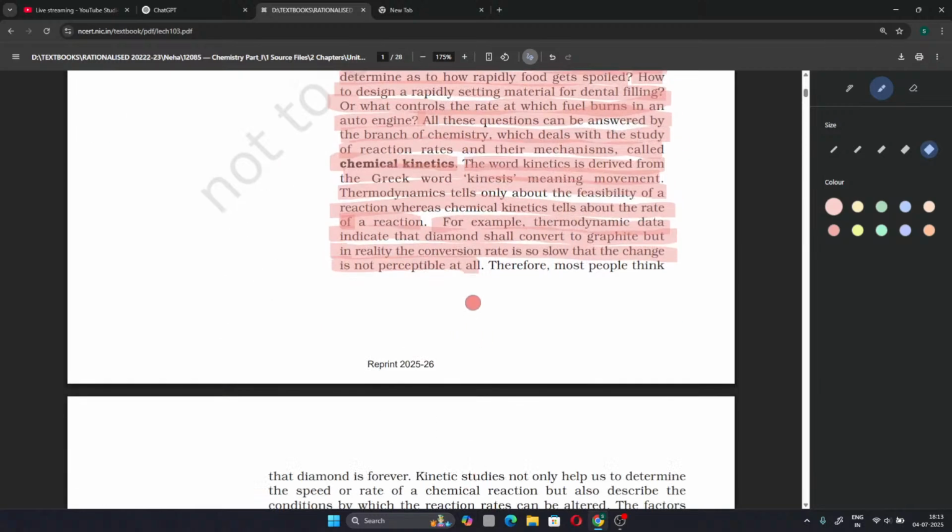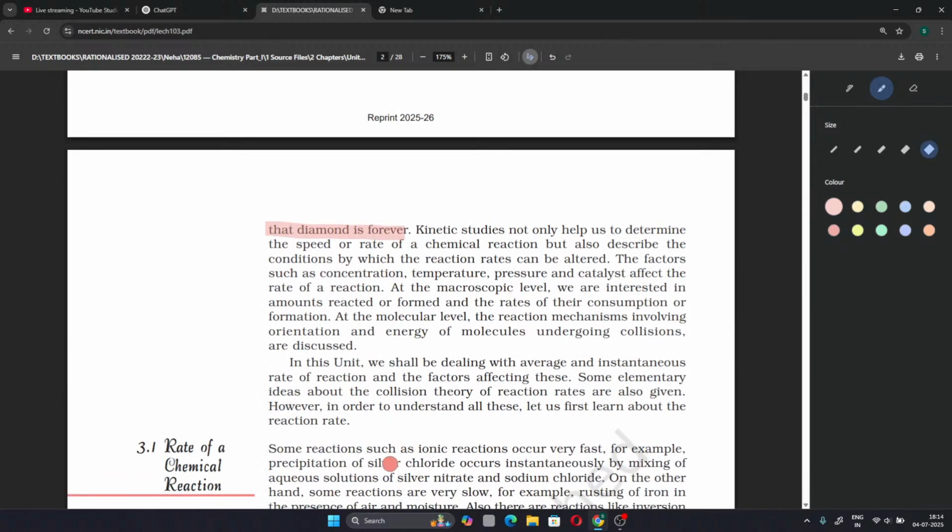Therefore, most people think the diamond is forever. Basically, according to thermodynamic data, we know that diamond will slowly get converted to graphite, but because the rate is so very slow, people think diamond will exist as diamond forever. It's a misperception.